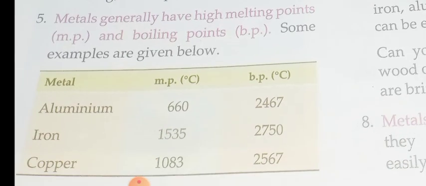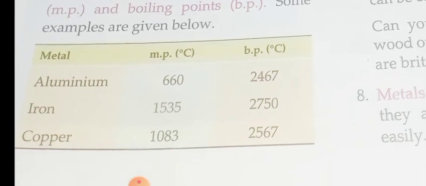Some are discussed here. Aluminium's melting point is 660 degrees Celsius, and the boiling point is 2467 degrees Celsius. Only when you apply this much heat will aluminium melt, at 660 degrees Celsius. Similarly, at 2467 degrees only, it begins to boil. Iron melts at 1535 degrees Celsius, boiling point is 2750 degrees Celsius. Copper 1083 degrees Celsius, and the boiling point is 2567 degrees Celsius. So they have high melting and boiling points.